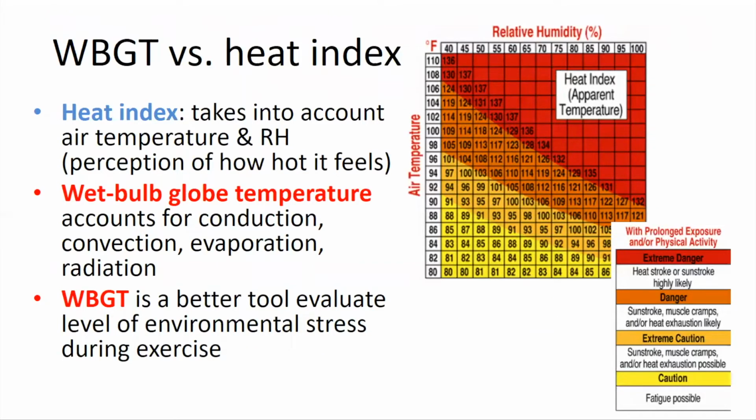The heat index has traditionally been used to determine the environmental conditions for athletes. The heat index takes into account air temperature and relative humidity. A better way to determine environmental conditions is something called WBGT, which stands for wet bulb globe temperature, because it accounts for conduction, convection, evaporation, and radiation.